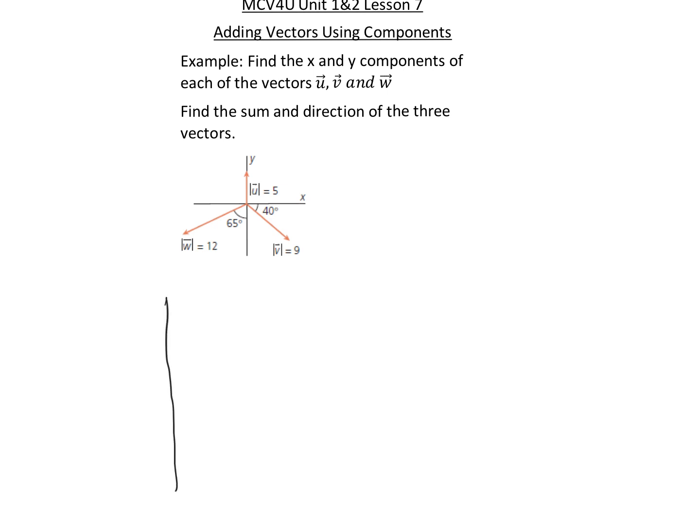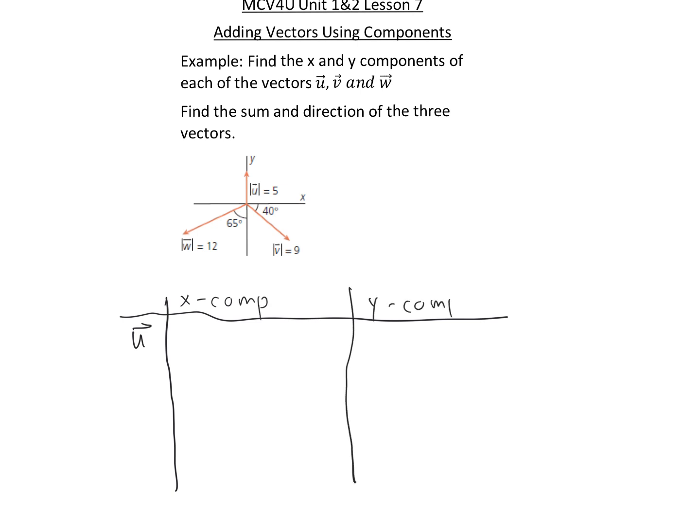So I'm going to make a table to organize my information. So I have vector u, and we're looking for the x and y component. So u is directed vertically, headed north, so all the magnitude would be directed along the y, and there would be 0 on the x. So that one's pretty easy.